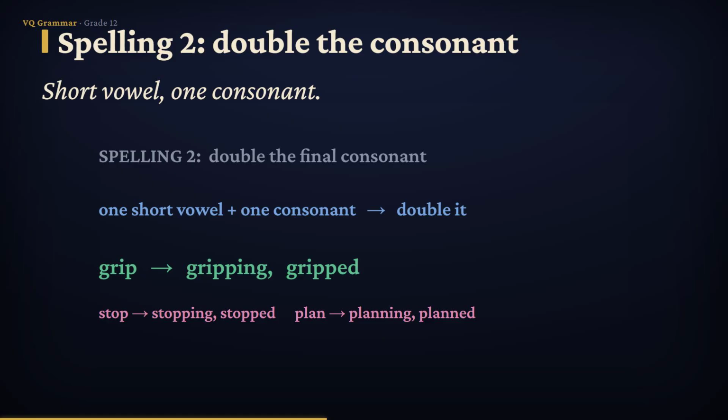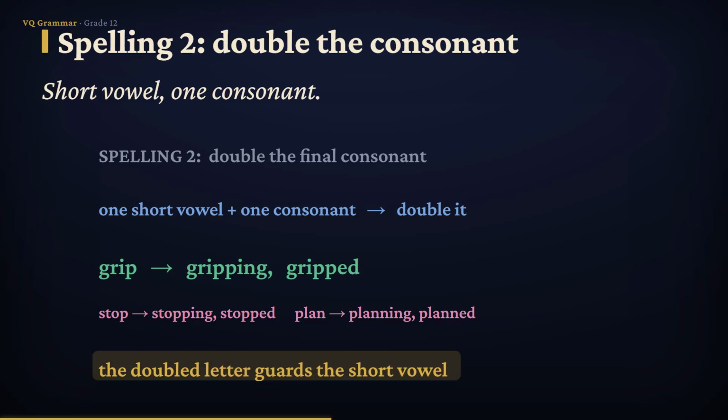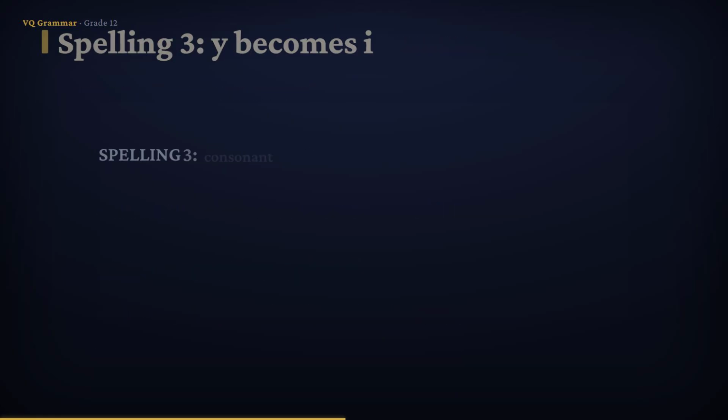Now, why do we bother with all that? Because the doubled letter guards the short vowel. Without it, gripped would look like griped, and that vowel would stretch out long. So the doubling isn't fussiness, it's keeping the sound honest.